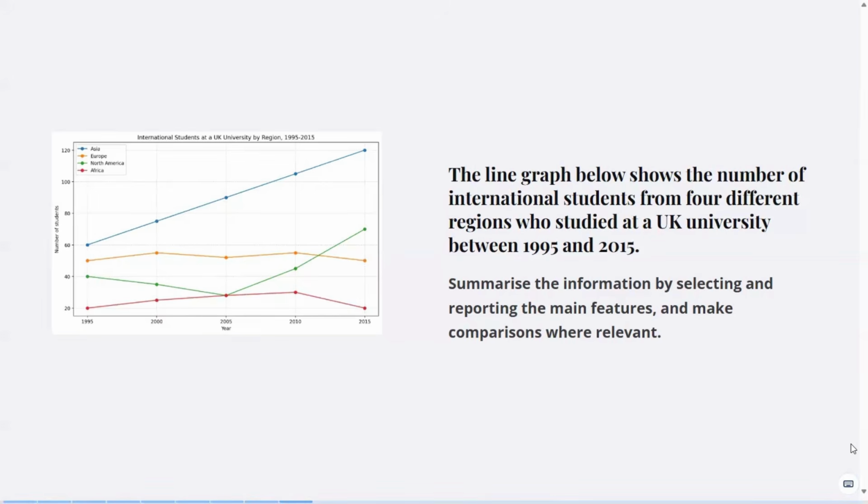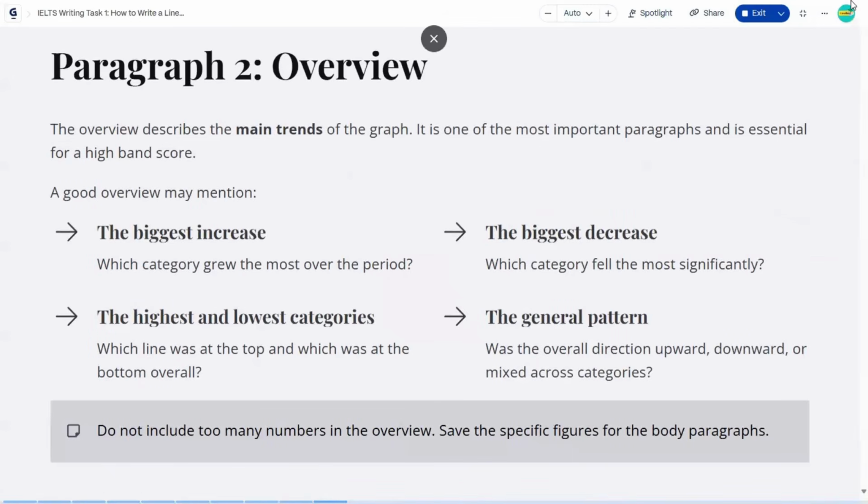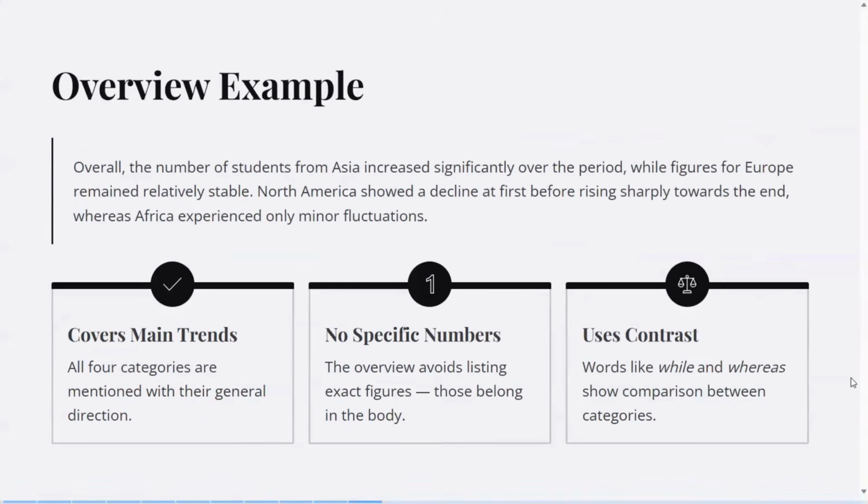Let's take a moment to talk about the overview. The overview, as you might know, is actually one of the most important paragraphs in this context. Those questions I just asked, they are for the overview. The overview shows that the student understood the graph as a whole. Here, normally we don't put many numbers. The goal is to summarize the main trends. If the student doesn't write a clear overview, the task achievement score, which is one of the IELTS criteria, drops a lot. This overview works well.